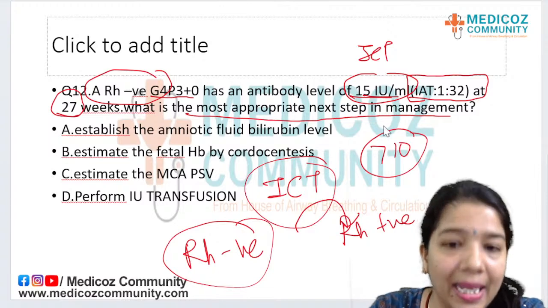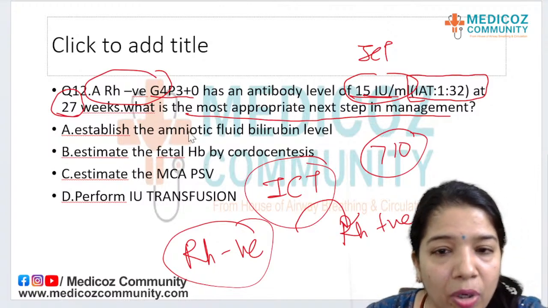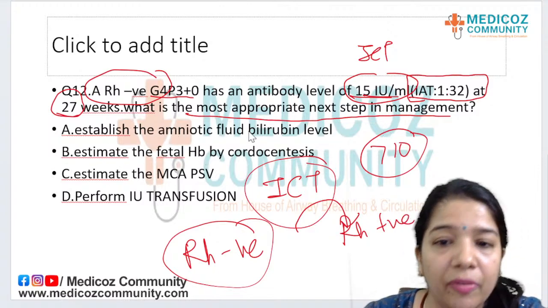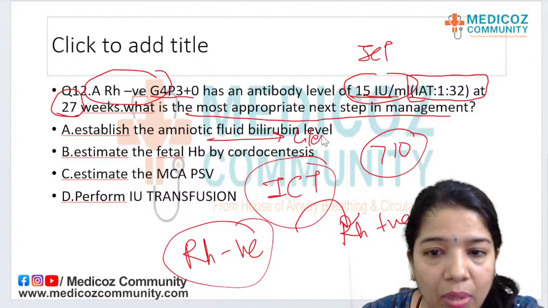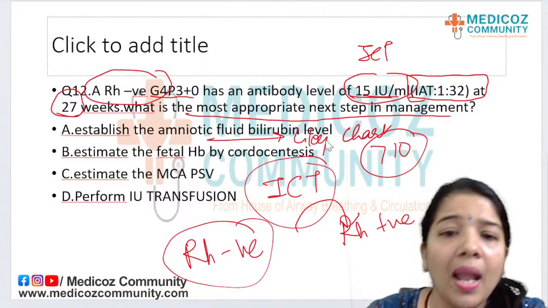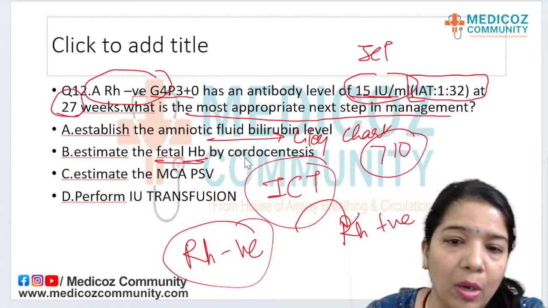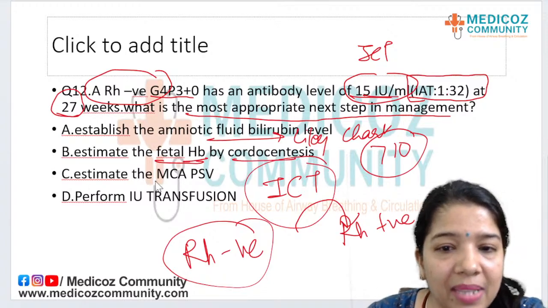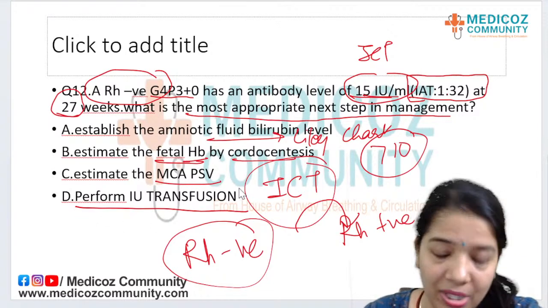So what will you do in the next step? Establish the amniotic fluid bilirubin level. This, if you remember, is done by the Liley's chart. Estimate the fetal hemoglobin by cordocentesis. Estimate the MCA PSV. Perform the intrauterine transfusion.